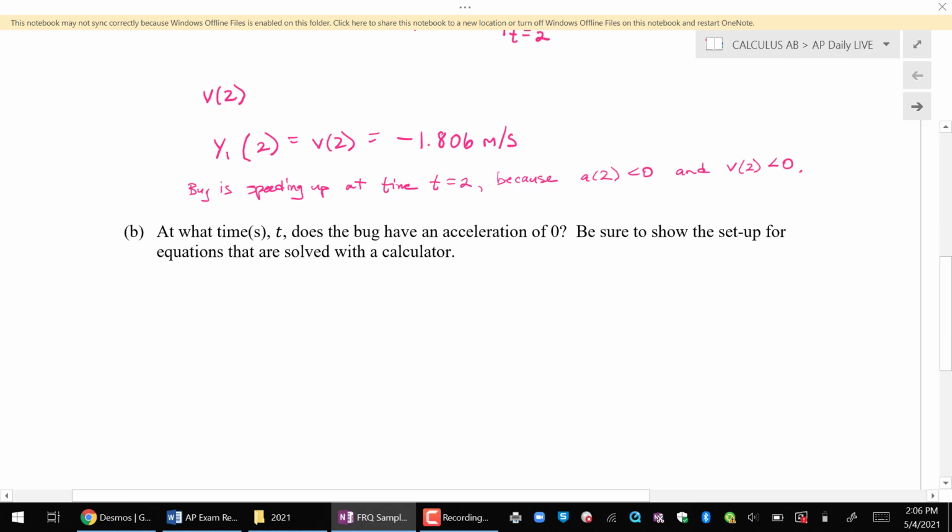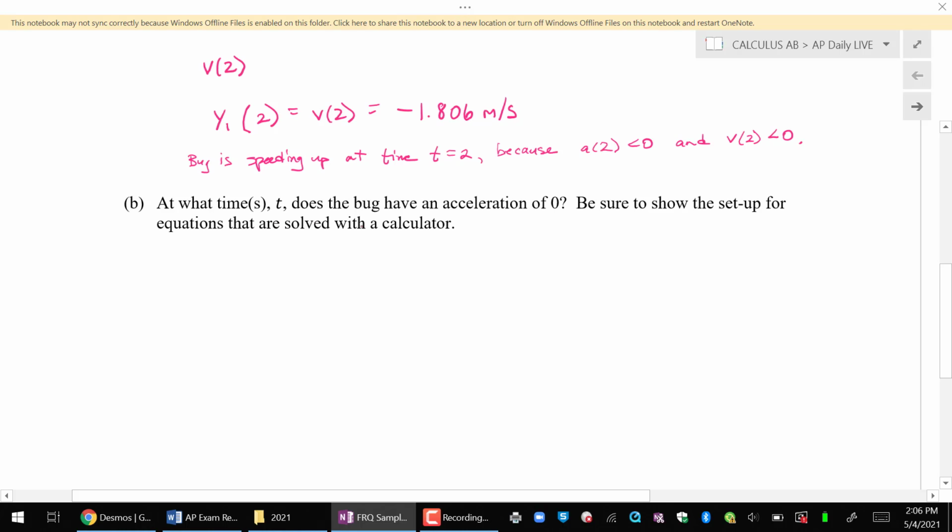Okay, letter B. At what time or times t does the bug have an acceleration of 0? And show the setup. So it's a calculator problem, but we want to make sure that we always show the setup. Anything that we're typing in the calculator, an integral expression, an equation to solve, some kind of function, make sure that it gets written down on your FRQ. So in this case, I'm going to know when is a of t, which is v prime, equal to 0. So I'm going to use my calculator to find the solutions, and I'm going to have 2 different times between 0 and 5.